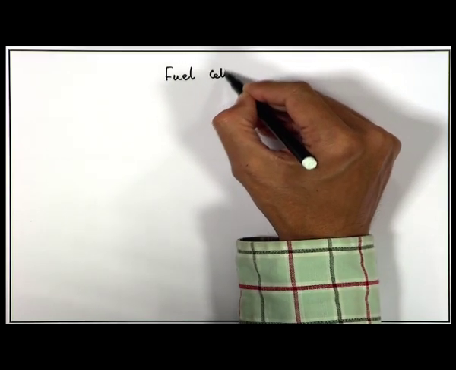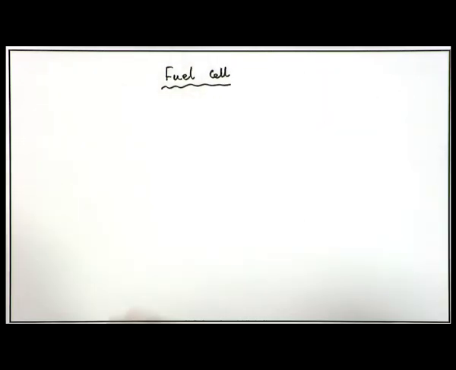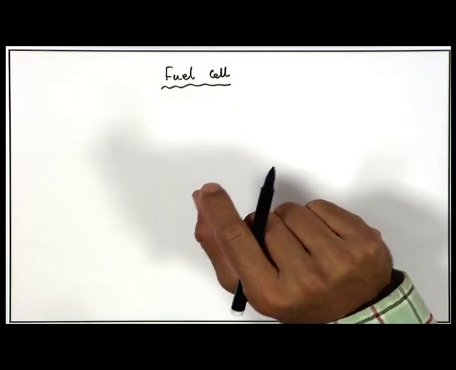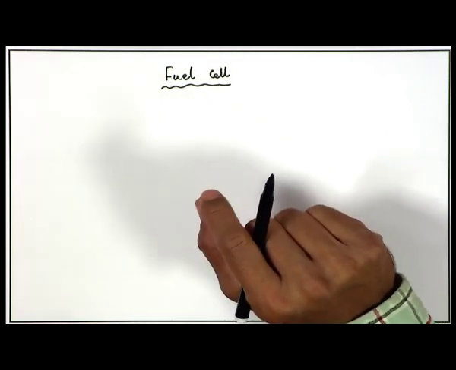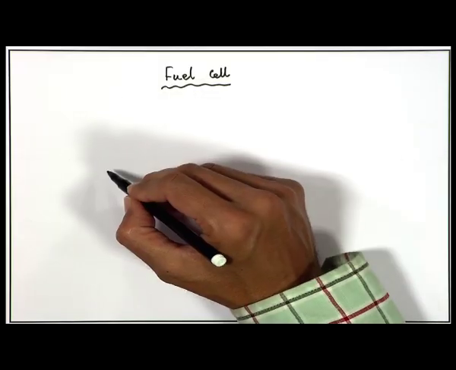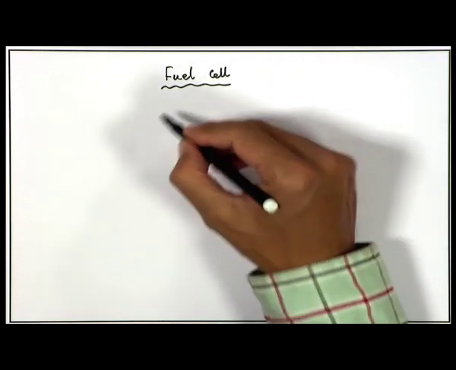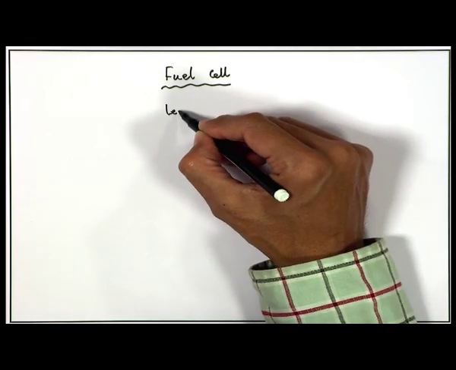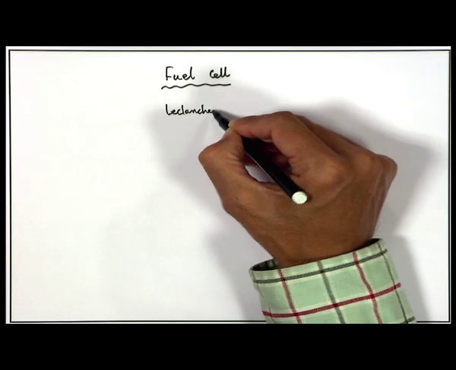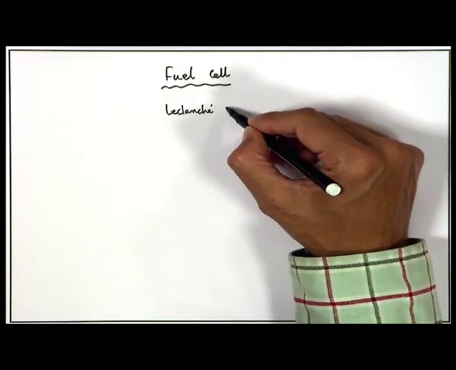Fuel cell. Now, we have learnt cells. Cells means the device that can supply electricity, like the battery or the lead accumulator or lead acid cell, that is PbO2, this thing. Now, in case of a normal cell, like for example, the Leclanché dry cell.